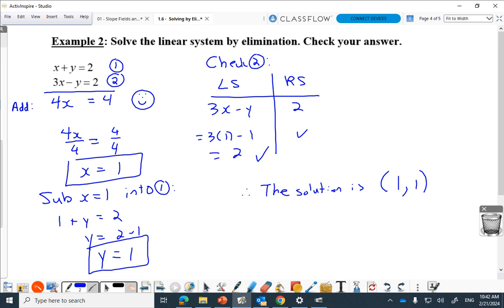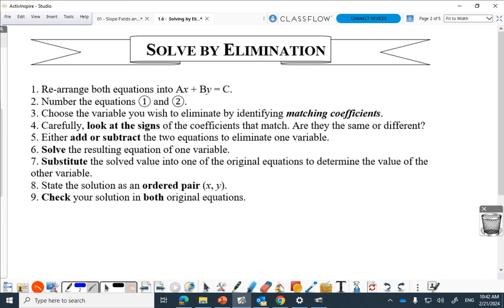This one was already ready to go. But if it's not, we'll get it ready to go. Number the equations 1 and 2, as before. Choose the variable you wish to eliminate by identifying matching coefficients. What if they don't match?